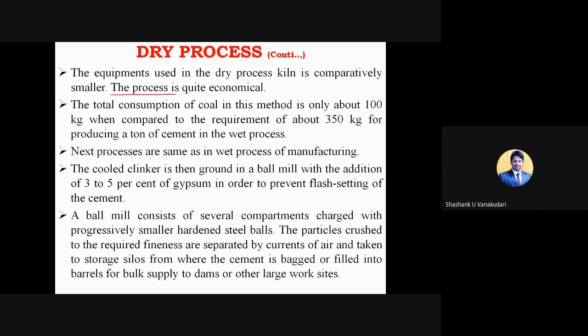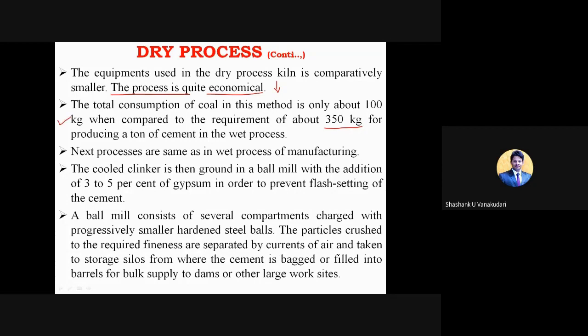Okay, so here the process is quite economical because the major application of the rotary kiln is not totally nil in this, but up to a certain percentage the working load will be less compared to the wet process. Here the total consumption of coal in this method is only about 100 kg, compared to the requirement of 350 kg for producing a ton of cement in the wet process. You can think of it in a simple way; we can consider the wet process and dry process here just to explain this particular point.